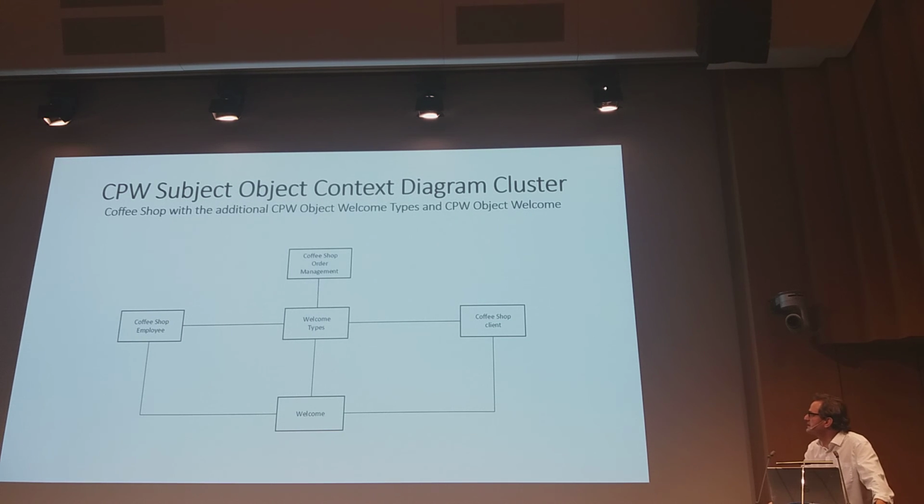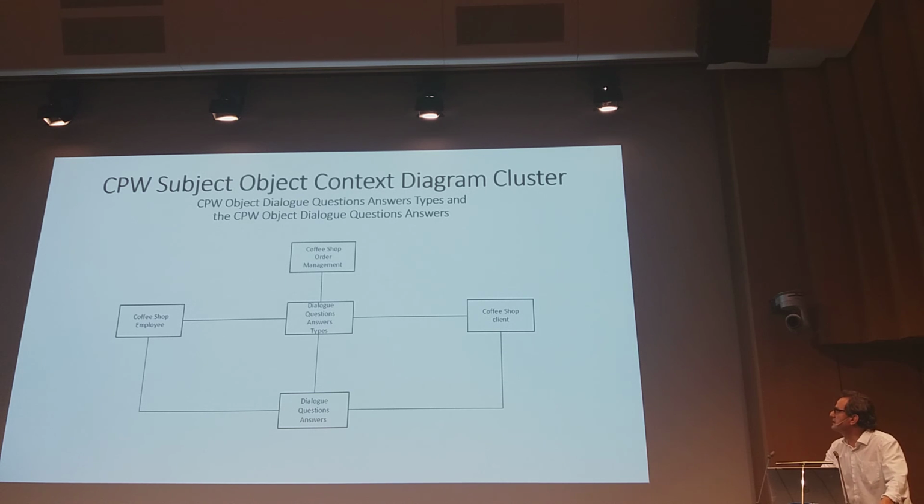Now we have here the next CPW subject-object context diagram cluster, and you see we have here welcome types and welcome. What we have done is we summarized one to several process steps according to an appropriate topic. These process steps come together, and then we have welcome types and welcome. With these one to several process steps, with the topic welcome types and welcome, we created the next CPW subject-object context diagram cluster.